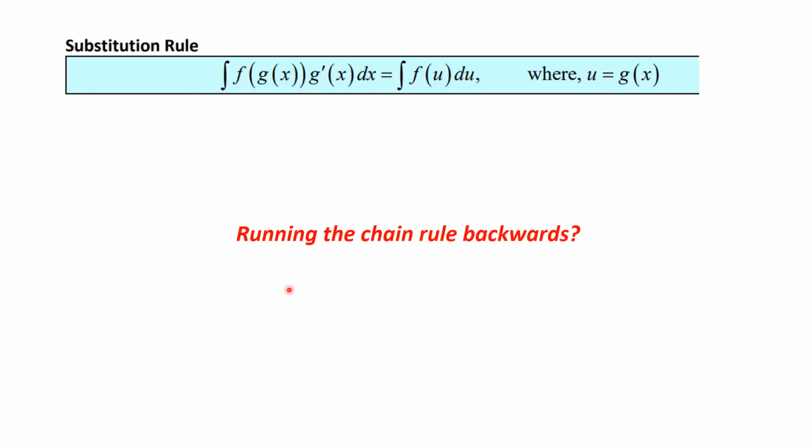This is called integration by substitution. A lot of times people will call this u substitution because we're letting u equal g of x. And if u is equal to g of x, then du is equal to g prime of x dx, and we can solve the problem this way. Some books refer to this as running the chain rule backwards. That's not exactly right, but it also shows a little bit of insight as well.